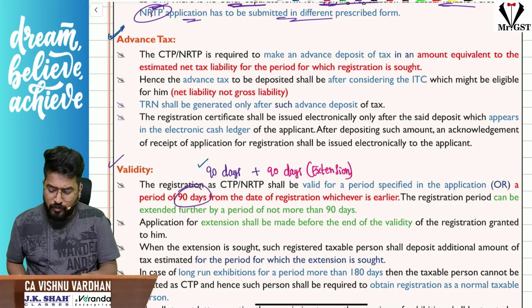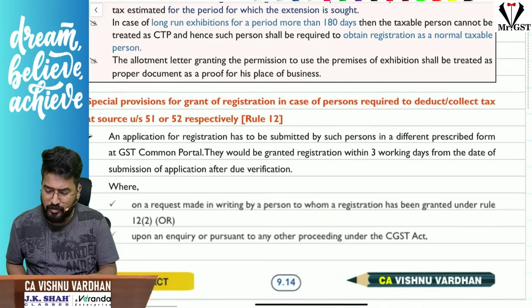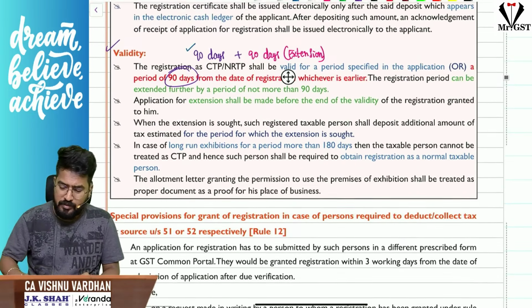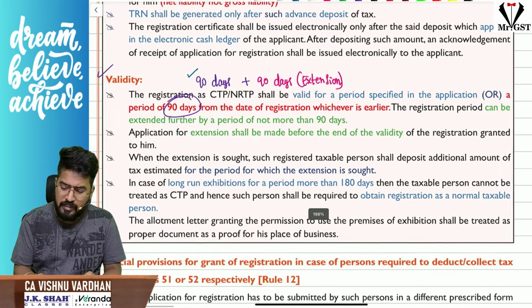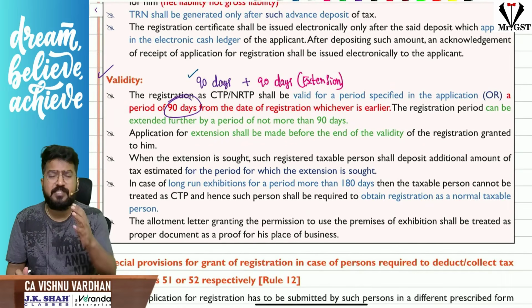Now coming to validity again, stressing that point. The registration validity itself will be, as we were discussing, 90 days and 90 days.